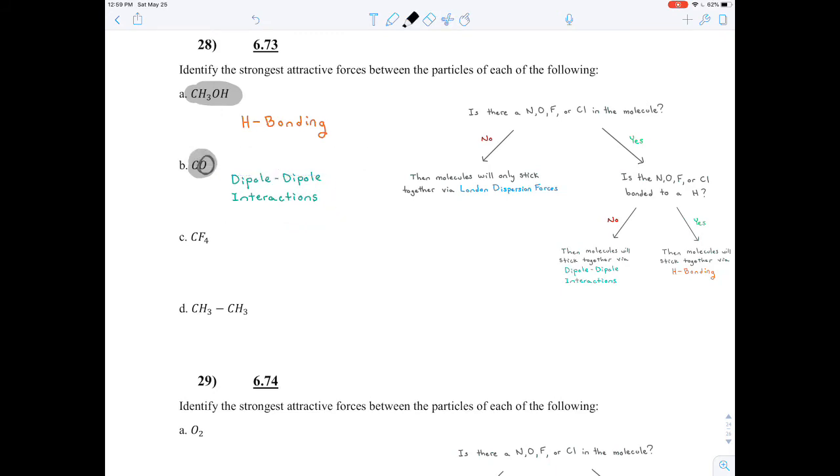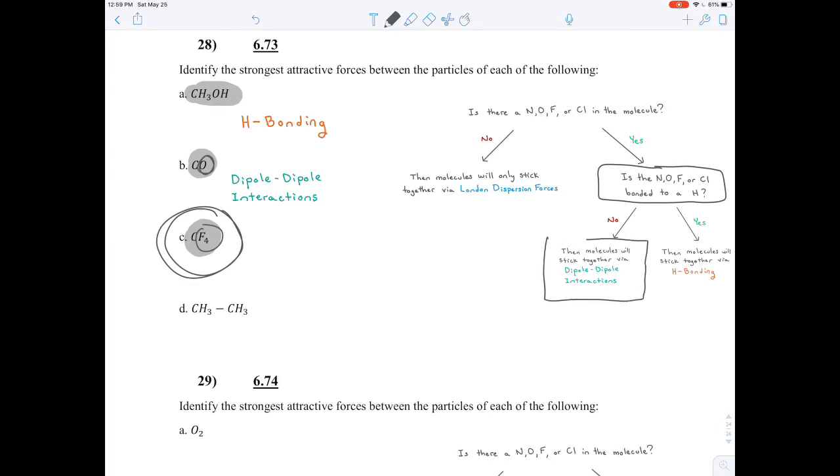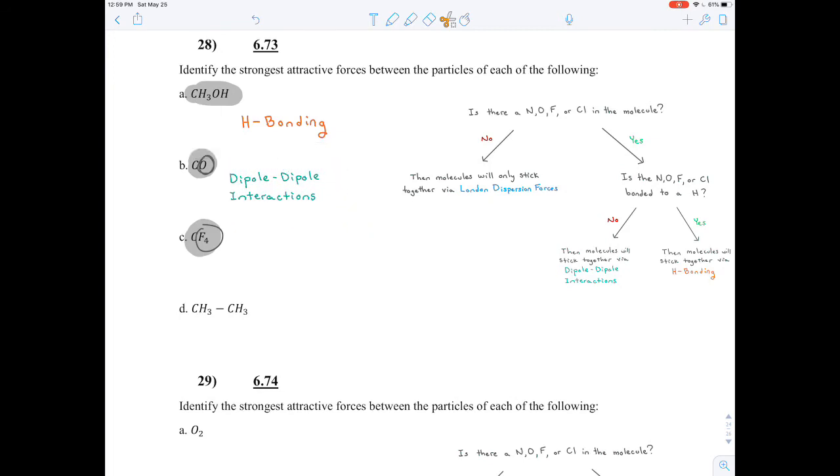For the third one, CF4, first, is there a nitrogen, oxygen, fluorine, or chlorine in the molecule? And we see fluorine. So we'd go to yes. The next question is the nitrogen, oxygen, fluorine, or chlorine bonded to a hydrogen? And we don't see a hydrogen here. So the strongest intermolecular force that we would have in this one, according to this flow chart, would be dipole-dipole interactions.